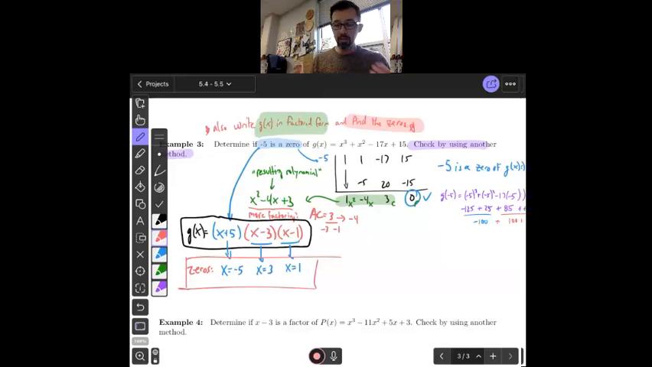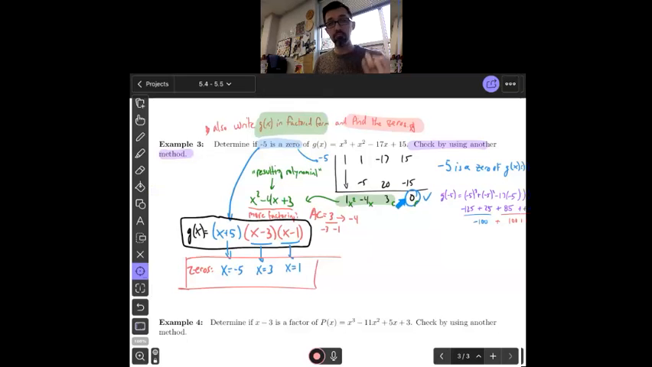It's really important that you pay attention to what the problem is asking. It may ask you to just check to see if something is a zero or not. If all it wants to know is that, then we're done right there. It may ask you to see if something's a factor or not. If it said, "Hey, is x plus 5 a factor of this?"